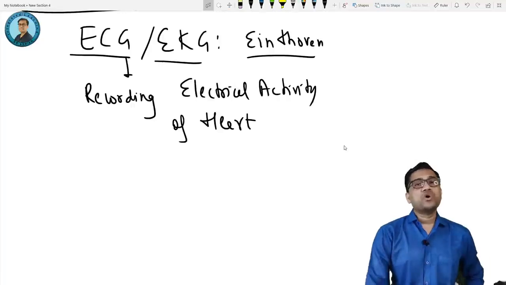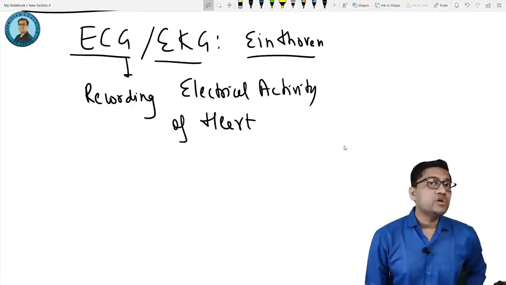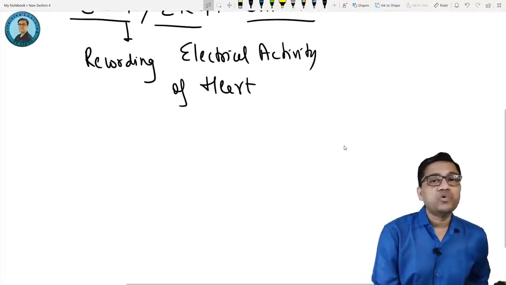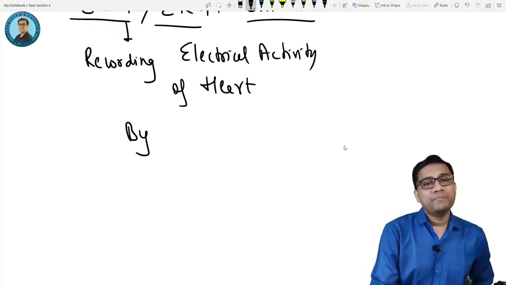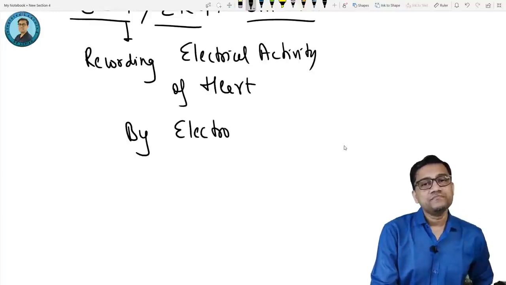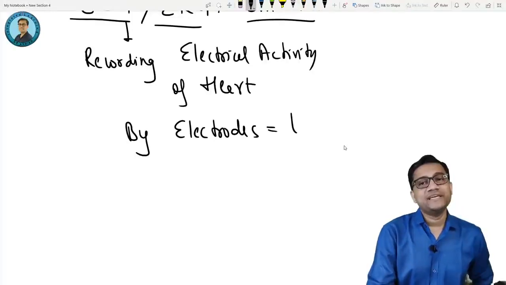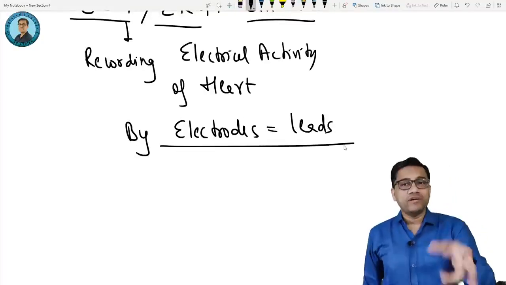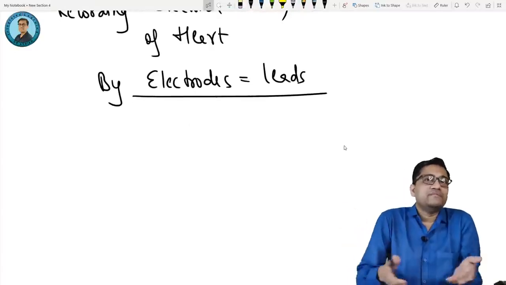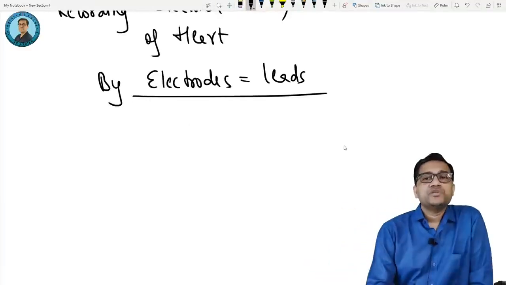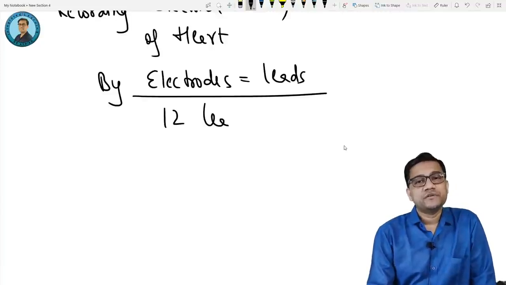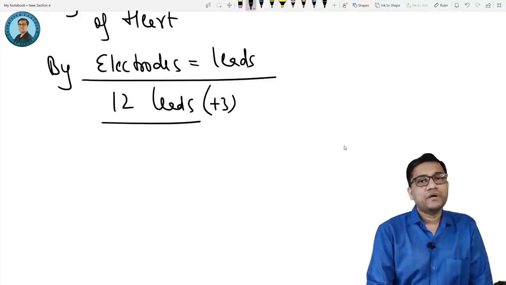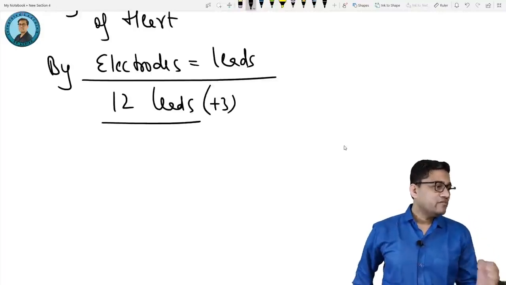Now the problem is, if you want to see something, we will put some eye or something to see. So how do we record? We record by electrodes, also called leads. Now there are in total 12 leads, though they can be 15 or 16 also. So basically how many leads? 12 leads. 12 plus 3, I'm writing. So what are the 12 leads?